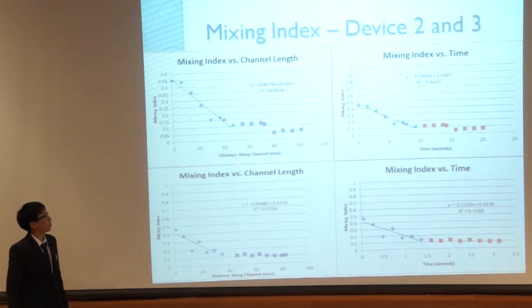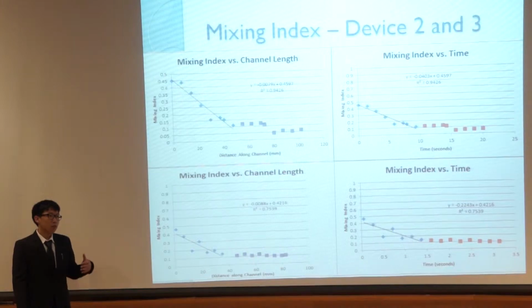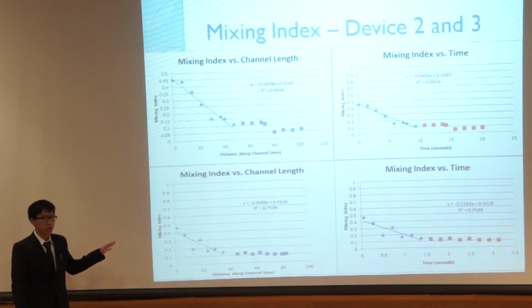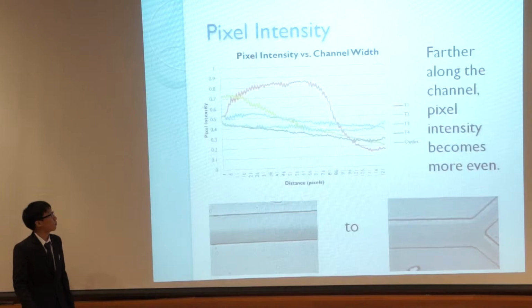However, if you look at devices 2 and 3, you can see that they reach a mixing index value of 0.1. For mixing index values, we want a lower value so that it shows that it's more diffused, as opposed to a greater value, which means that it's different. So you can see here that we also use a linear regression, because in devices 2 and 3, we actually reach diffusion prior to the end of the device.